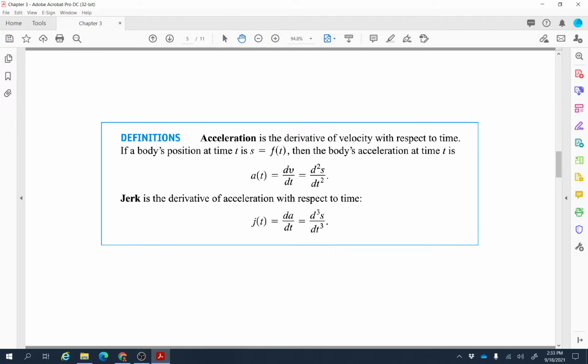And then we can continue that concept of derivative for finding the acceleration. And there is a new term here, jerk, which is also the derivative of acceleration. Okay, so this is the second derivative, this is the third derivative. Now we're going to see some examples.